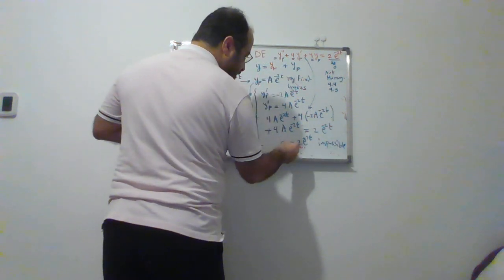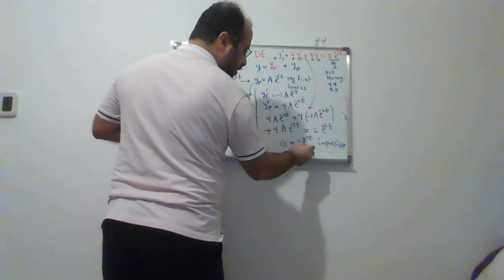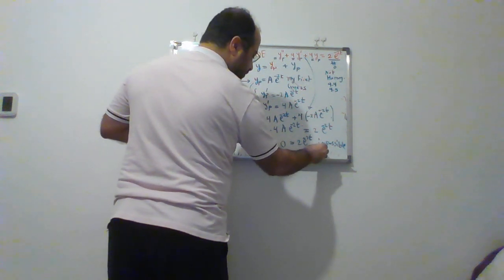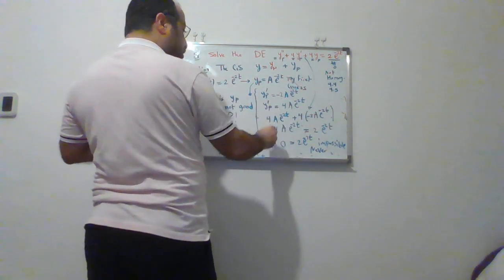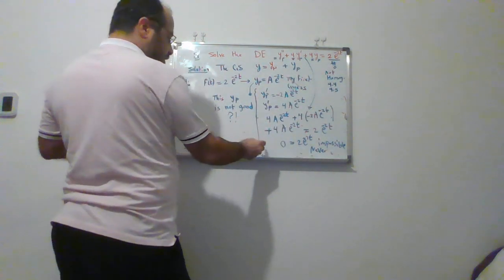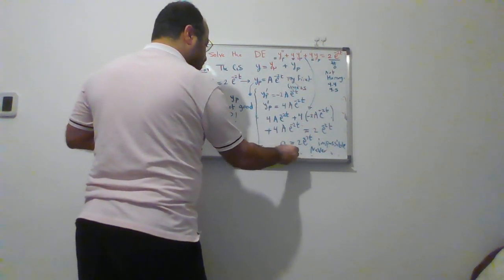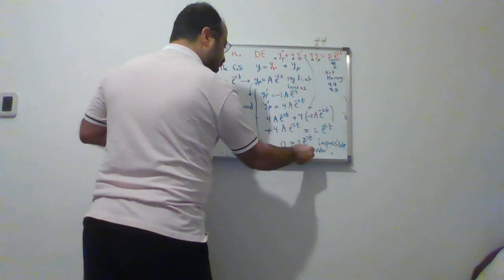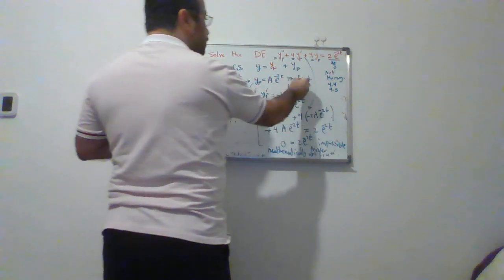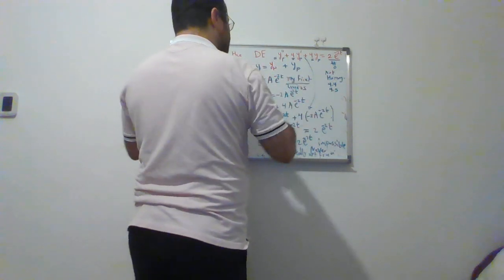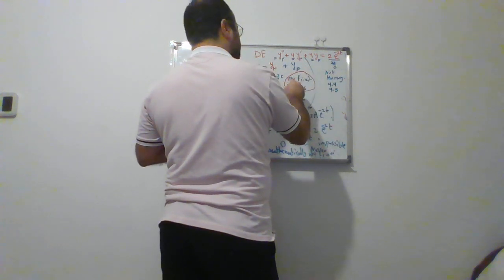So I'm getting 0 equal a function, which is impossible. It can never happen, never. This means that mathematically this will not work. Mathematically not true. This means that your first choice is not good. So this means that my first guess is not good.